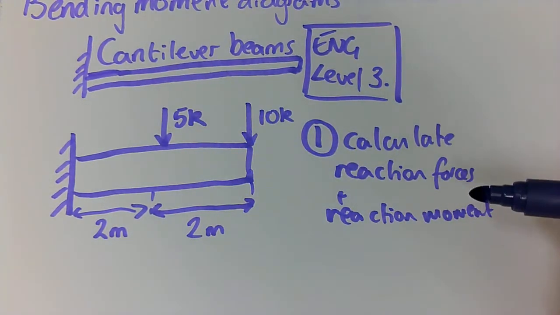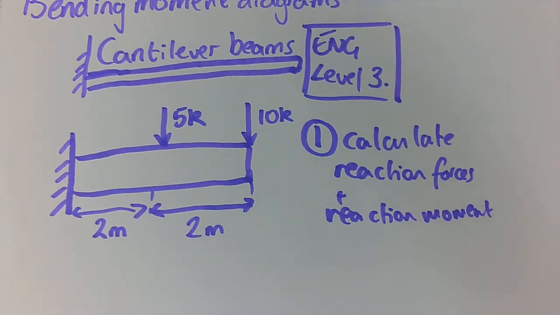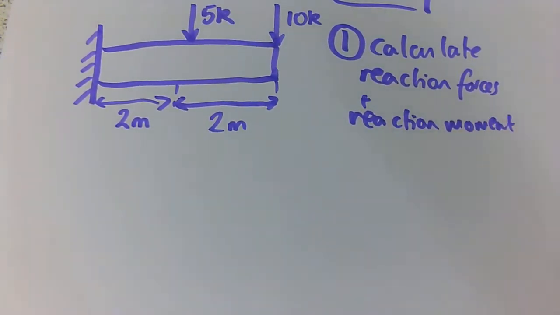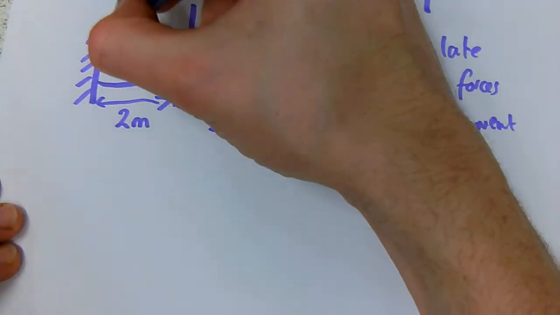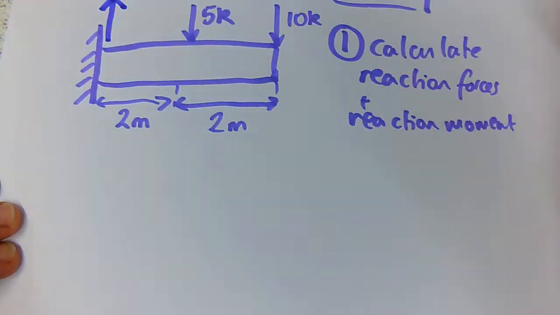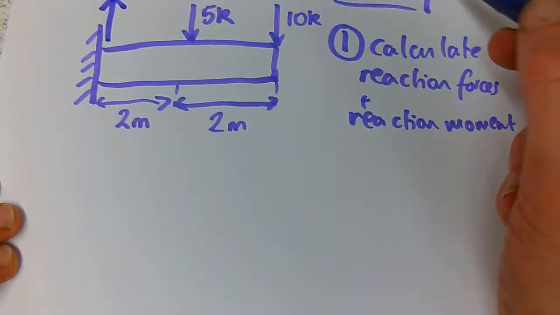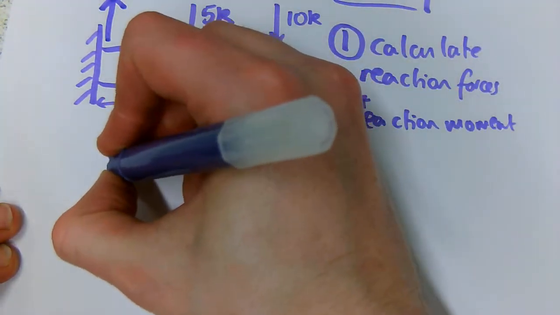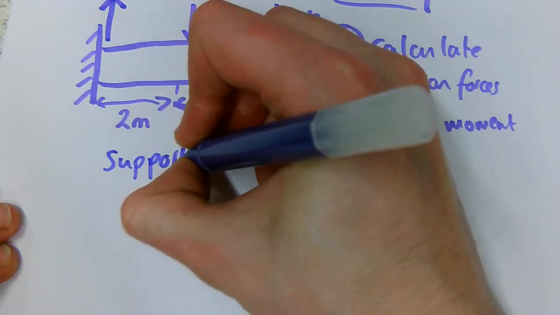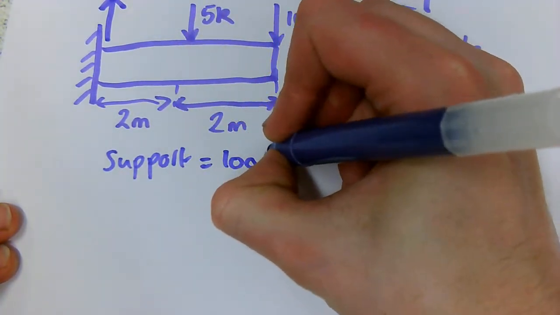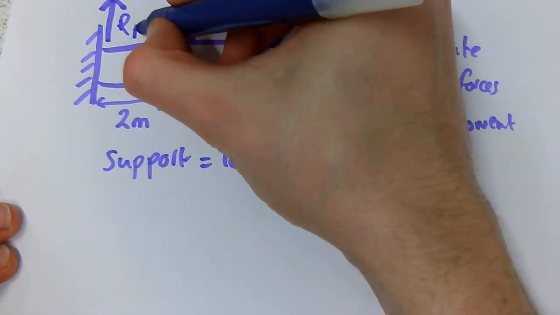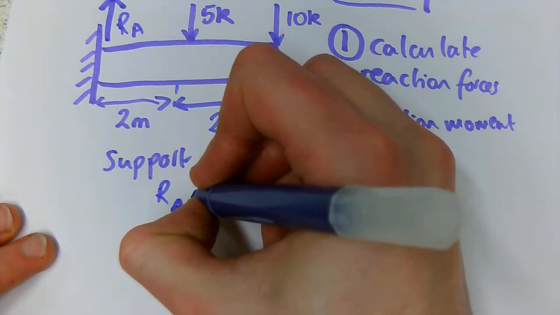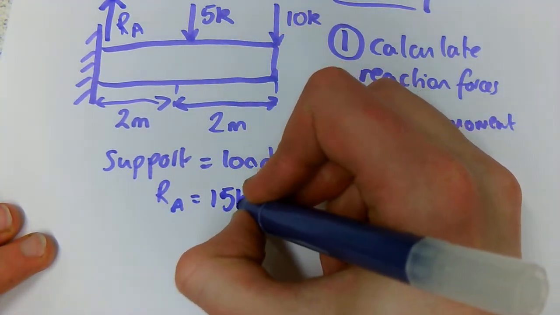Now the first sensible step will be to calculate your reaction forces and your reaction moment. So we calculate our reaction forces. We know that there must be a support force acting upwards from this point that is equal in size to the load placed on it. Here we can see that our support force, let's call this RA, for reaction at A, is going to be equal to the sum of the loads, which is 15,000 newtons.